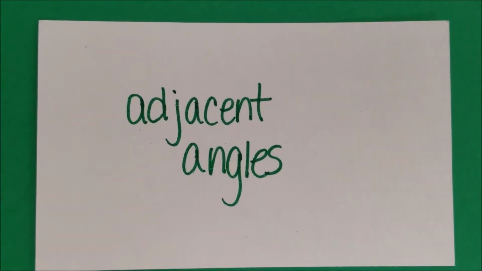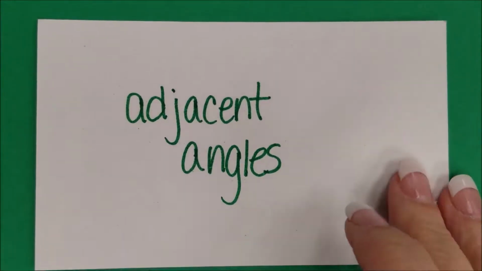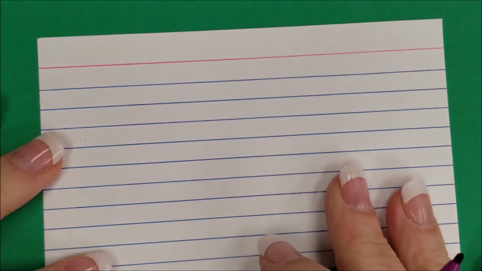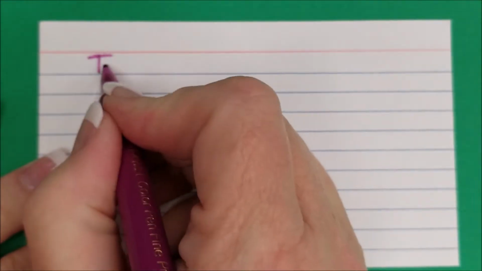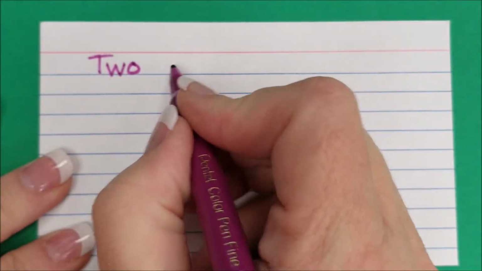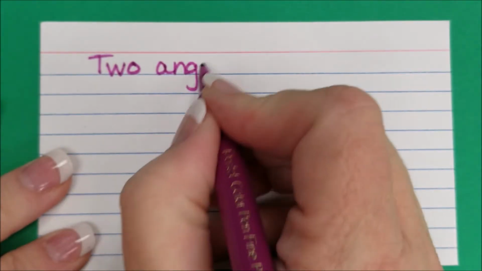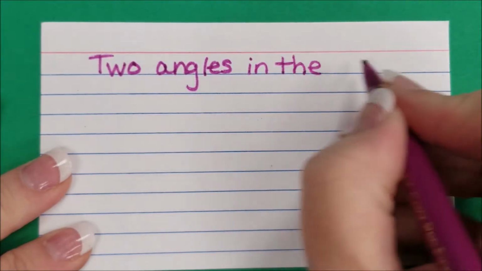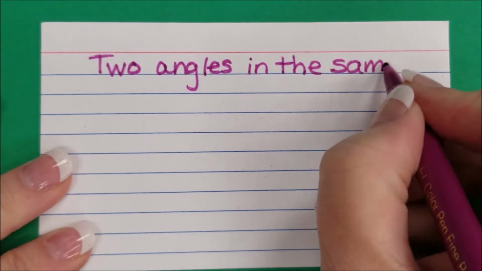All right, let's take a look at what adjacent angles are. So there's an S on the angles, so we're going to have two or more. So let's just talk about two. If I have two angles, and they have to be in the same plane for this to be adjacent.